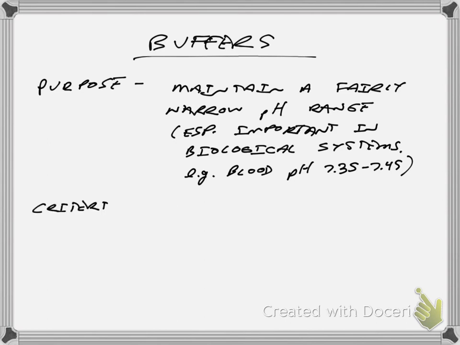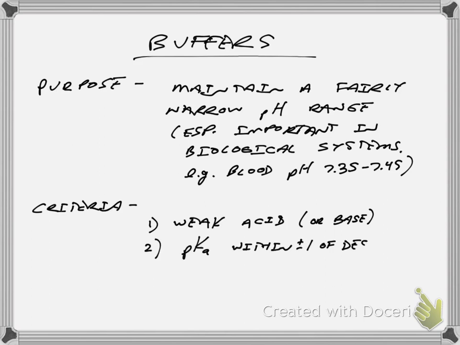And so what does it take to have a buffered system? Well, first we need a weak acid. You can also do it with a base, but every example we're going to work this year is going to be a weak acid. And it can't be a strong acid, but which weak acid you choose depends on the pKa of that acid, because you want the pKa of the weak acid to be within plus or minus 1 of the desired pH that you want to stabilize the system at.